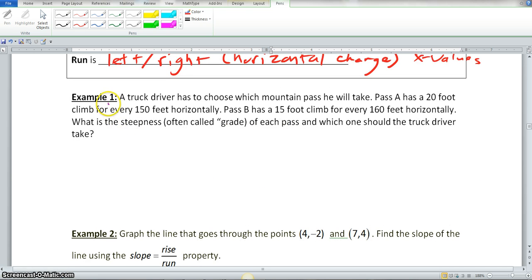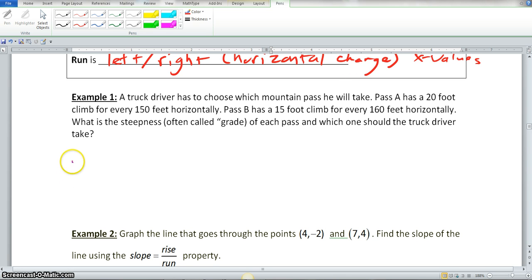Now we come down here to example 1. It says a truck driver has to choose which mountain pass he will take. Pass A has a 20-foot climb for every 100 feet horizontally. Pass B has a 15-foot climb for every 160 feet horizontally. What is the steepness, often called grade, of each pass, and which one should the truck driver take?